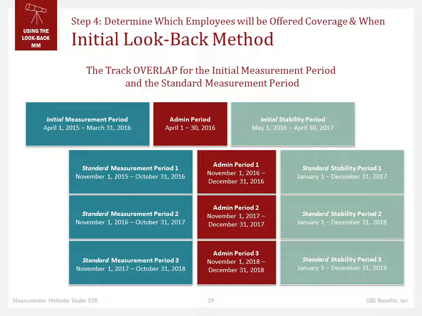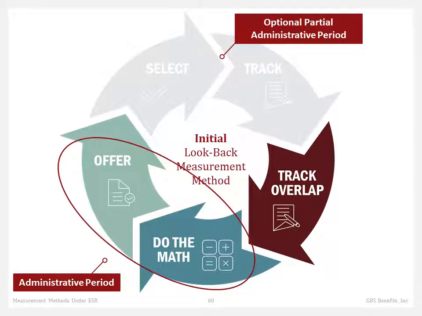And this is an example or a graphic to show you. The initial measurement period just happens once and then you stop. But your standard will continue. Once that temporary measurement period is finished, it will drop off and you'll just continue each year in the standard.